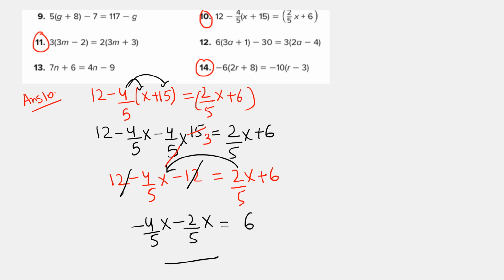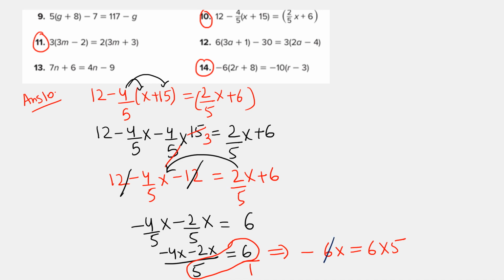Now if you take LCM, this is 5. So minus 4x minus 2x equal to 6. Now let's do cross multiplication. So this gives you minus 6x is equal to 6 times 5. So I can cancel 6 with 6. So x is minus 5.